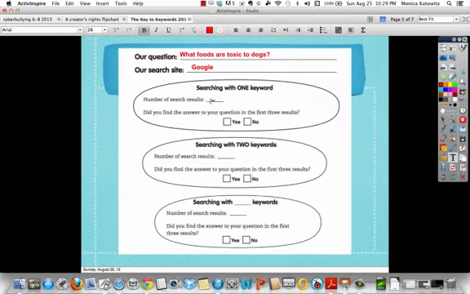Did you find the answer to your question in the first 3 results? Let's type our answer X, no. And how many search results did we come up with? 369 million? That's a lot.